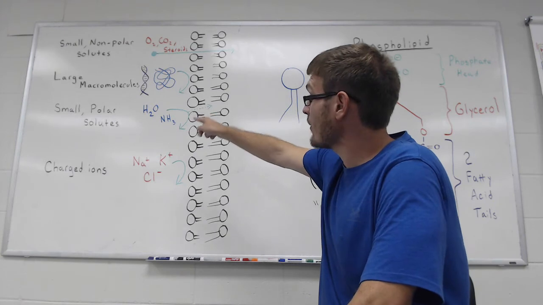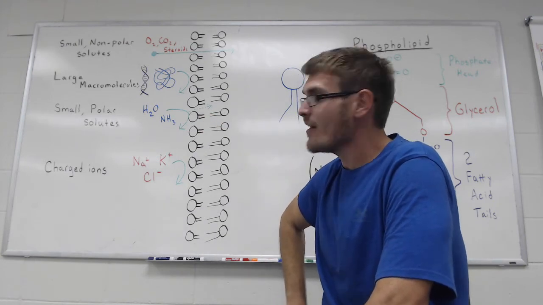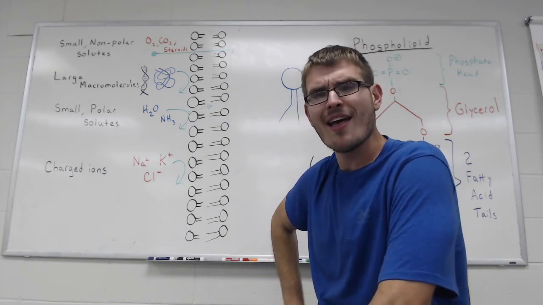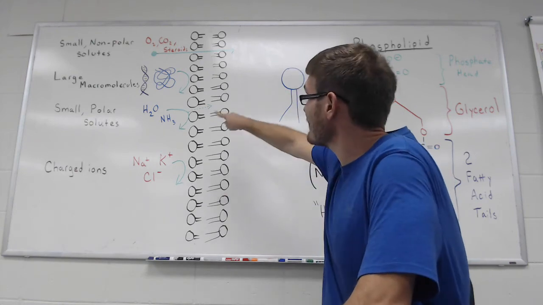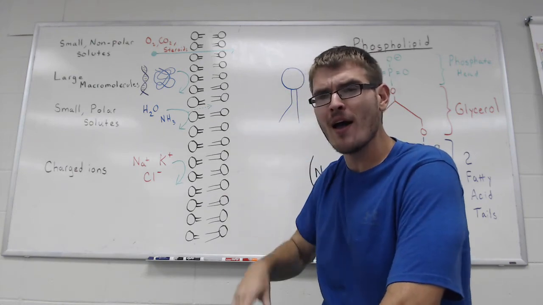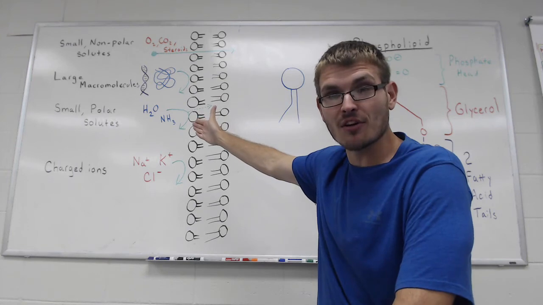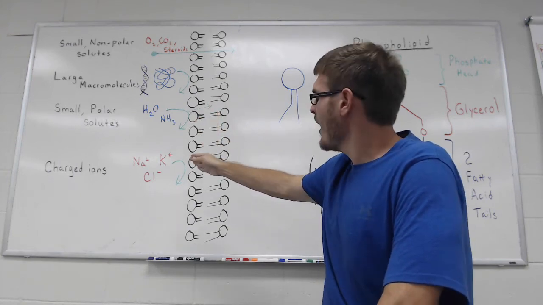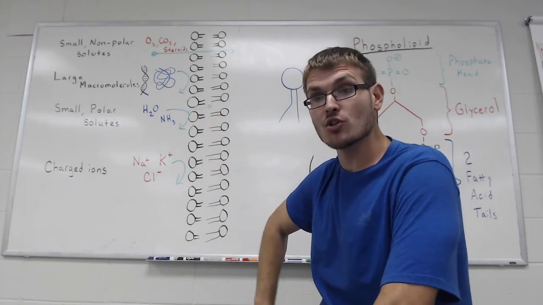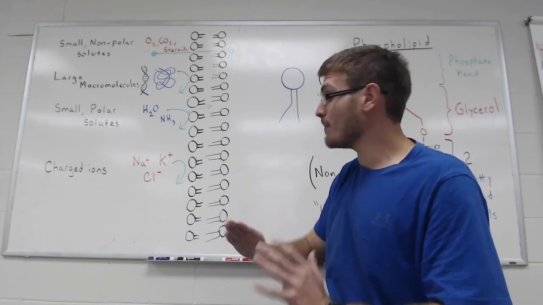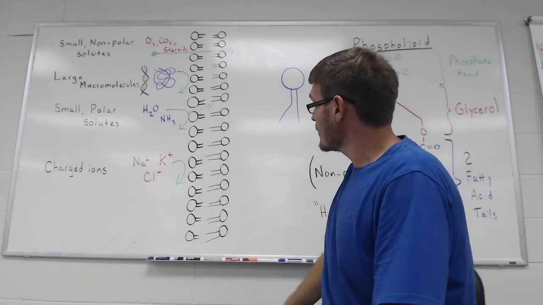So if you compare this to our small polar solutes, these are polar, so they're going to have a hard time getting through, but a very small percentage of them will get through. Those are actually not electrically charged, they're just polar. These, on the other hand, their electrical charge is going to absolutely prevent them from getting through.